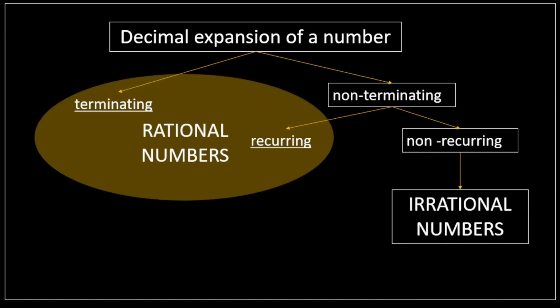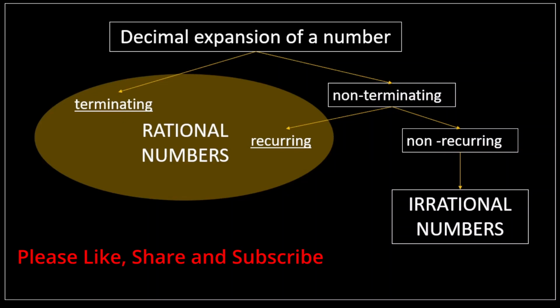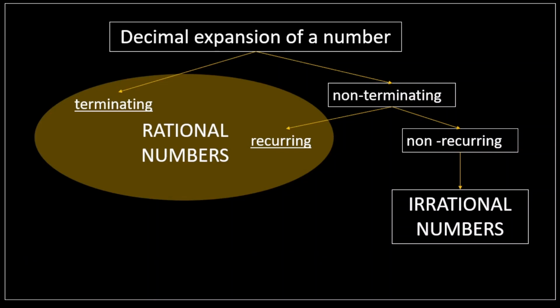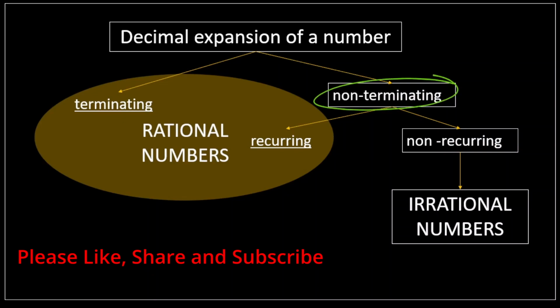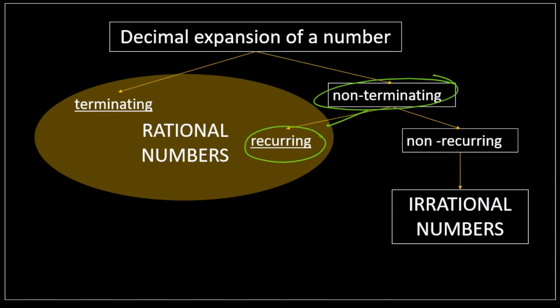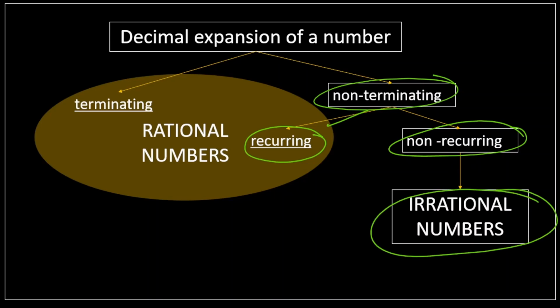So I have made a basic classification of how to identify and remember this. If we get any example in an examination, we'll see later on how the questions are to be solved. If a decimal expansion is terminating, then it is a rational number. If it is non-terminating, then we have to check whether there is recurring or any part which is repeating. If yes, then it is a rational number. If no, then it is non-terminating and non-recurring, and hence it will be an irrational number.